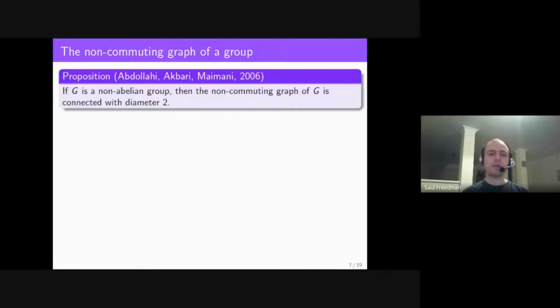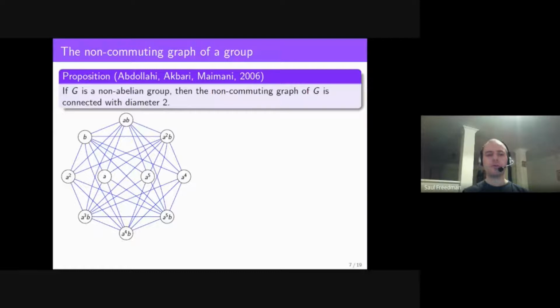Now, why is this case not interesting? Well, Abdullahi, Akbari, and Mahmani showed in 2006 that for any non-abelian group G, the non-commuting graph of G is connected with diameter 2. So for example, here's the non-commuting graph of D12, and we can check easily that this is connected with diameter 2. But why is this result true in general? Peter Cameron gave essentially the proof of this result in his talk, but I'd like to give it again because it's a nice short proof that gets us in the right frame of mind for thinking about these graphs.